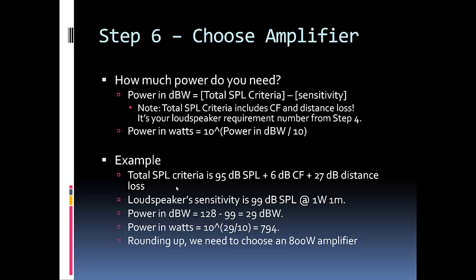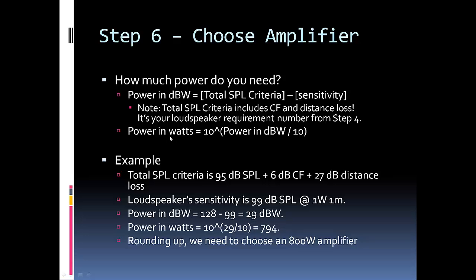So in our example here, our total SPL criteria is, again, we want 95 dB SPL plus 6 dB crest factor for headroom, plus we have to overcome 27 dB of loss due to distance. Okay? So our loudspeaker sensitivity, in this case the low frequency driver, is 99 dB SPL 1 watt 1 meter. So we take our total SPL criteria minus sensitivity, and that gives us the power in dB watts. So it's a total of 128 minus 99 equals 29 dBW.